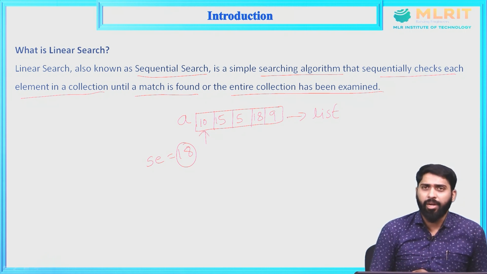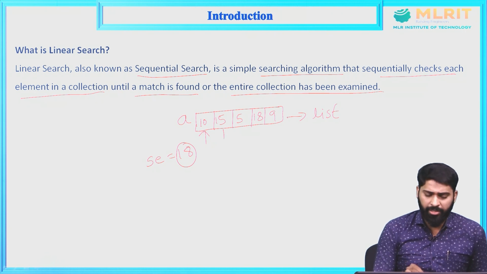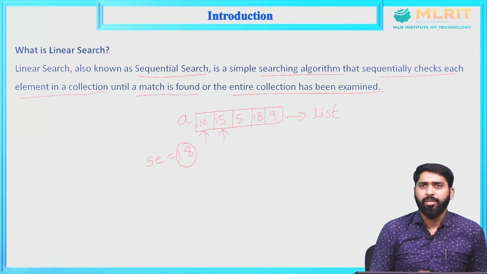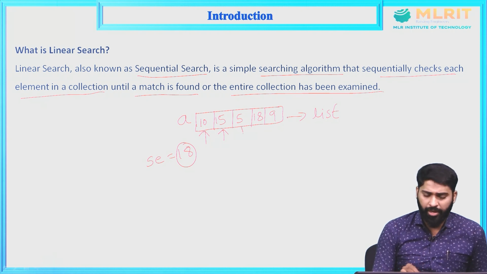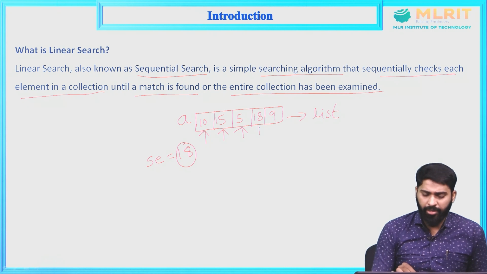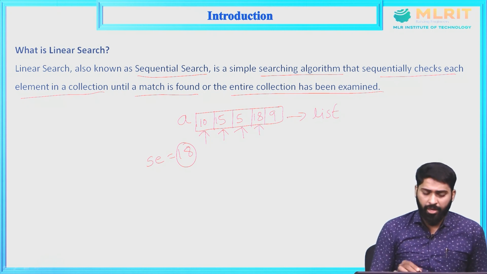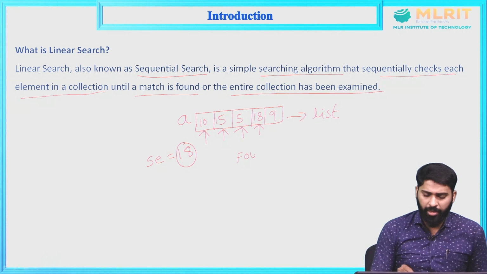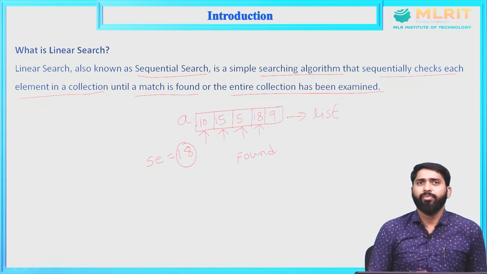It is not found, then I compare the searching element with the next element, that is 15. After this I compare 18 with 5. Now we compare 18 with 18. Now we display the message element found.